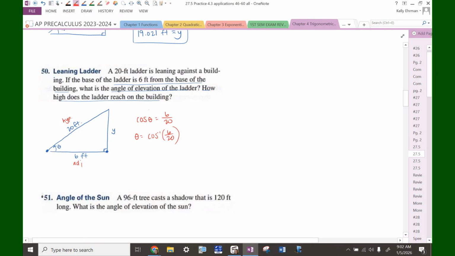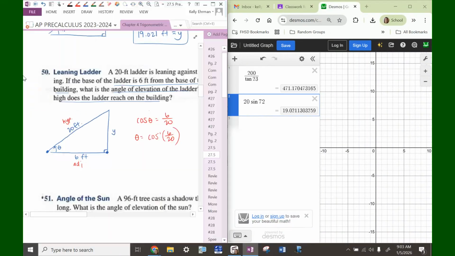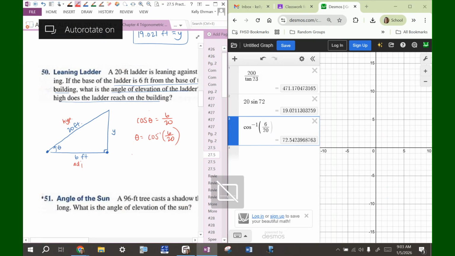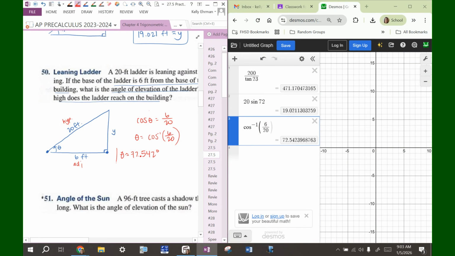Just like we said in the previous chapter, we're going to natural log both sides to get rid of the base e. We can inverse cosine both sides. All right, and I'm in degree mode, so this will give me an answer in degrees. The inverse cosine of 6 over 20, I'm not worried about reducing there, is 72.542 degrees, and that's my approximation for theta.